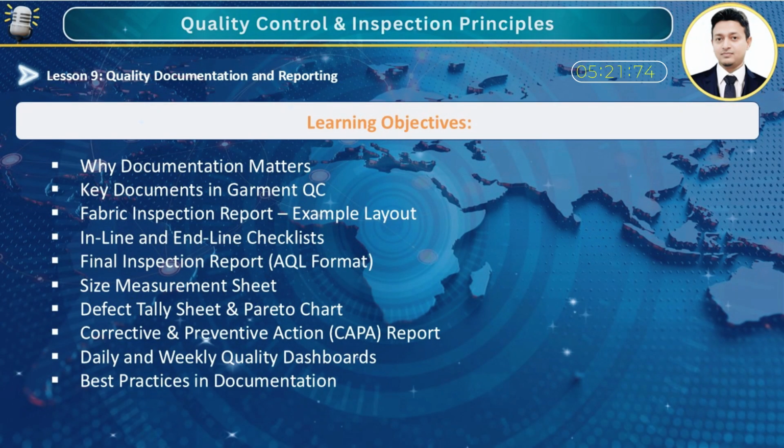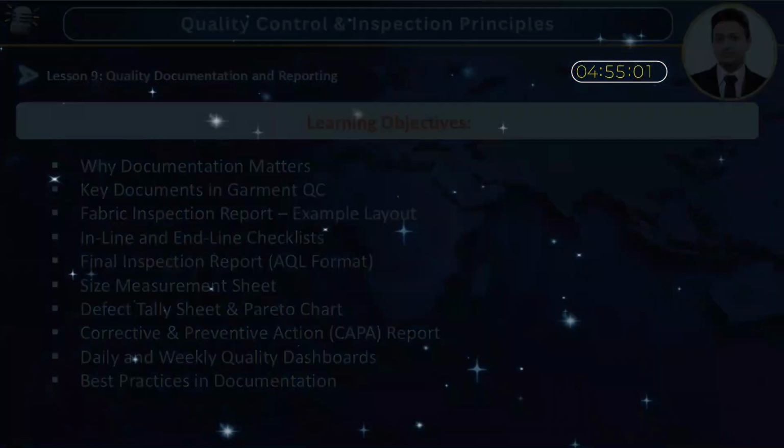By the end of this session, you'll clearly understand why documentation is so important, and the key documents used in garment QC. Examples like fabric inspection reports, inline and endline checklists, AQL reports, size measurement sheets, and defect tally sheets. We'll also cover CAPA reports, daily dashboards, and of course, best practices in documentation.